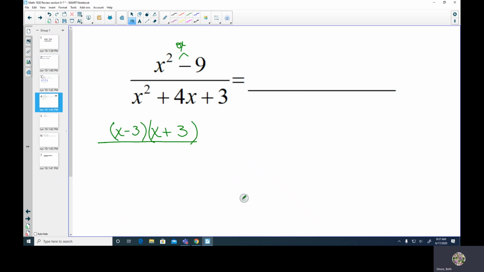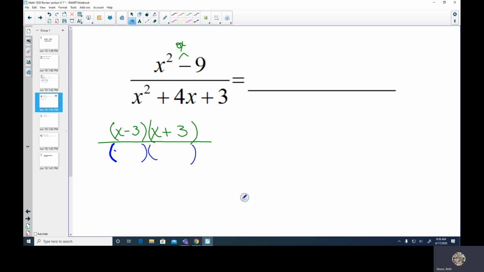Now on the bottom, and I'm going to use a different color for the bottom here, what would I have? I would have two parentheses. I don't know why it defaults to that. I like the thinner lines there, so there we go. And then on the bottom, what would I have? I would have x squared plus 4x plus 3.